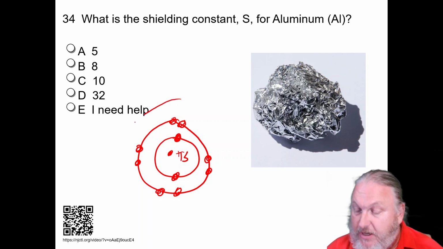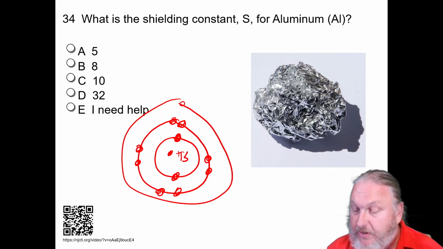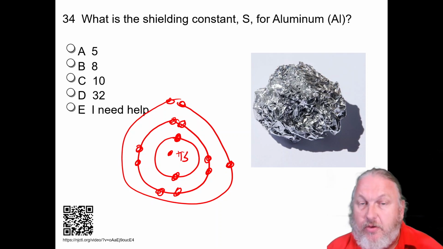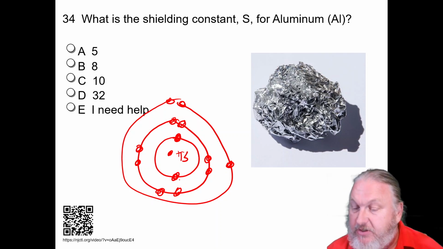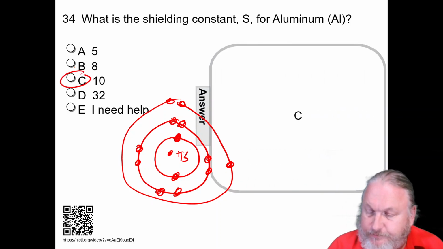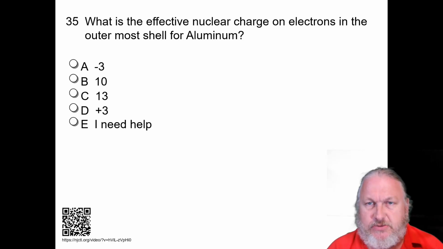Then of course it's got 3 electrons in the third level. So these electrons, 1, 2, 3, 4, 5, 6, 7, 8, 9, 10, they're what we call the inner shell. That's the S for that. So of course that's going to be 10. And we'll talk about this in class as we need to.